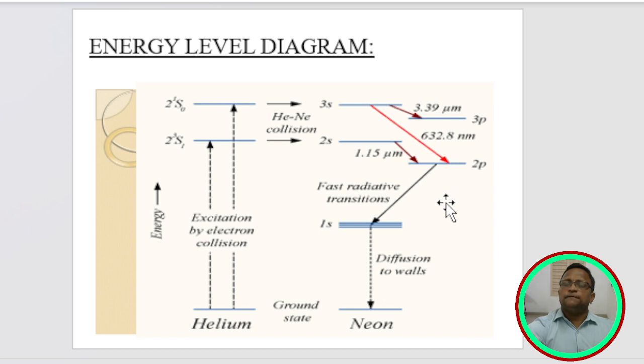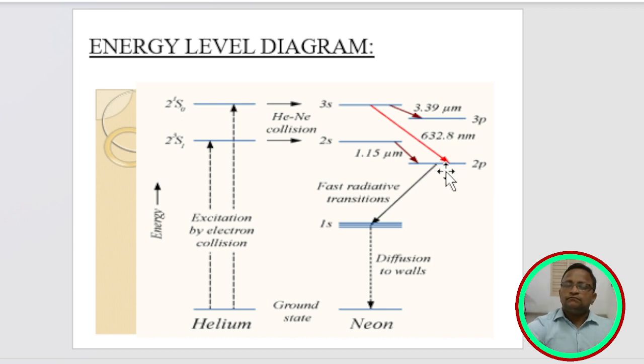And now a specific transition from the 3s state to the 2p state is called the laser light. That was emitted from the 3s state to the 2p state, which emits radiation having a wavelength of 632.8 nanometers.